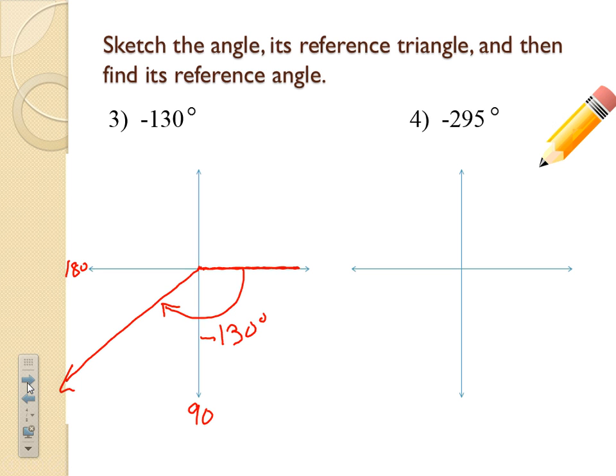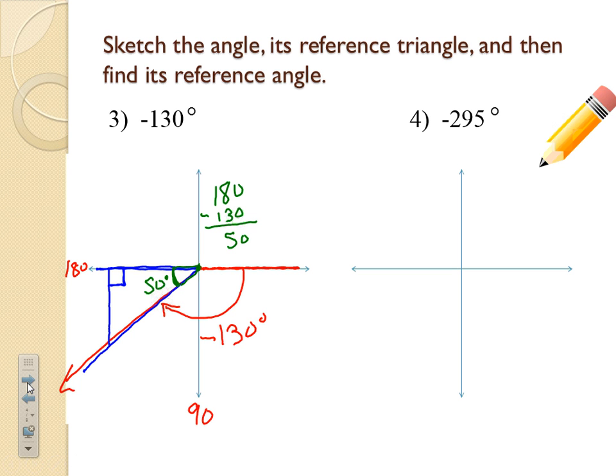Make my reference triangle. To make my reference triangle, use my terminal side and my x-axis, which is right here. This one, once again, terminal side, go up to my x-axis, create that right angle. Now, last but not least, find this reference angle. To find the reference angle, I'm going to use this again. I'm going to take 180 minus 130, and I am going to get 50. So this is 50 degrees is my reference angle. Reference angle, remember, always at the origin right here.